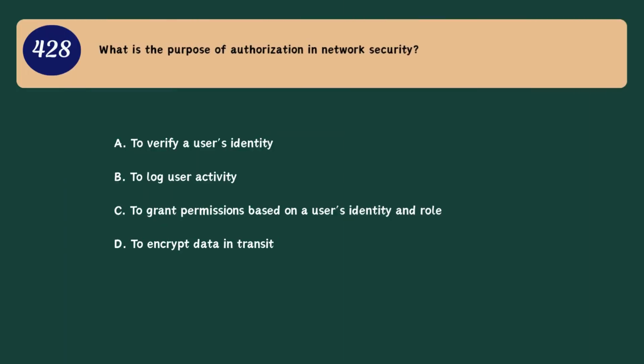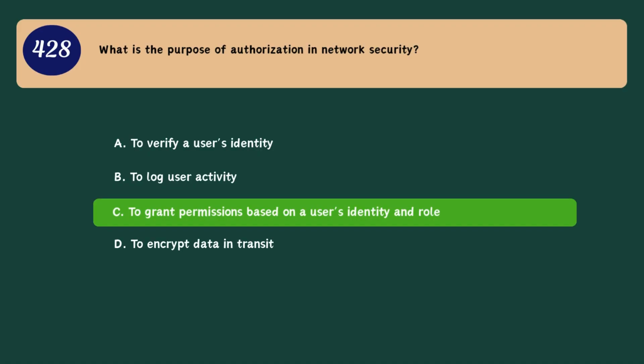Question 428. What is the purpose of authorization in network security? A. To verify a user's identity. B. To log user activity. C. To grant permissions based on a user's identity and role. D. To encrypt data in transit.